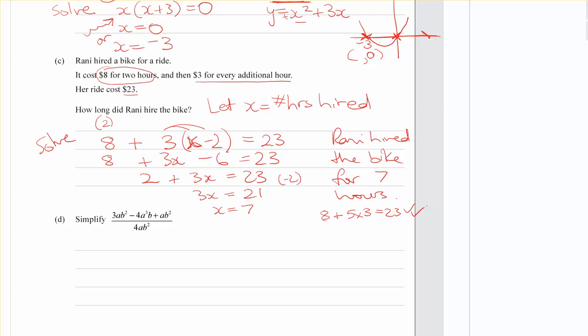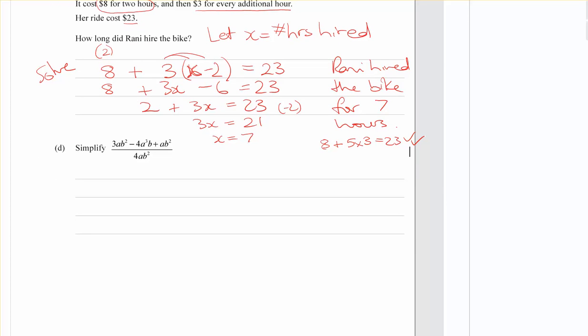It works. Right, part D is simplifying some algebra. It looks a bit complicated. We'll look for some like terms on the top line. I've got a term with ab squared, a cubed b, and there's another ab squared there. So there's two like terms. 3ab squared plus 1 would be 4ab squared.